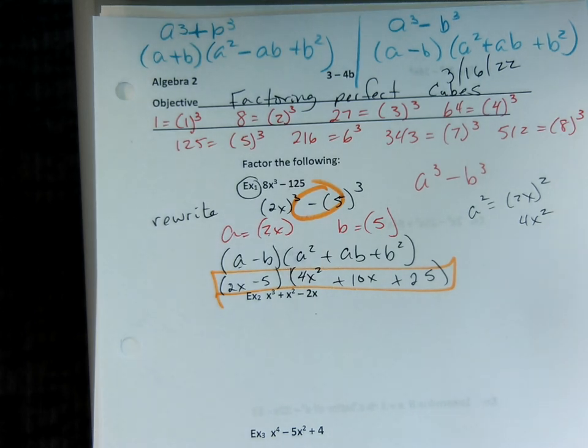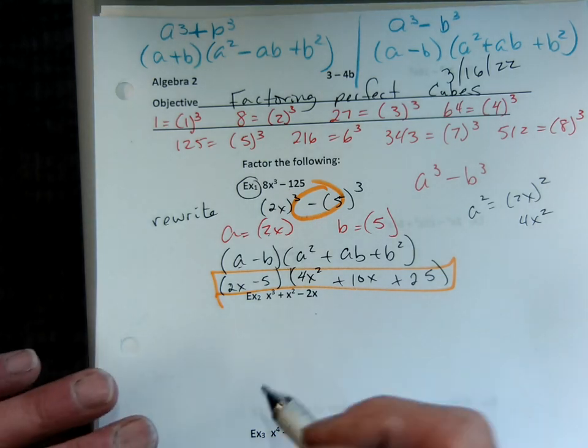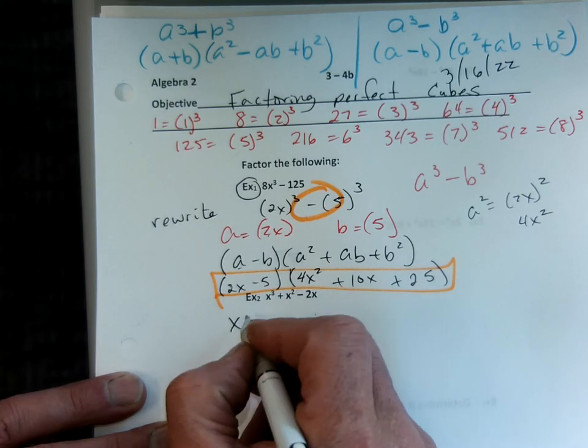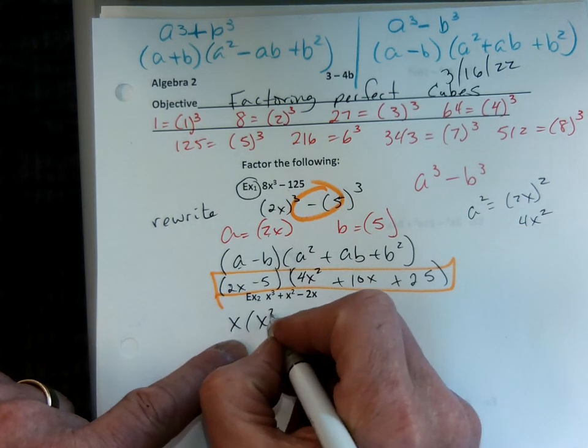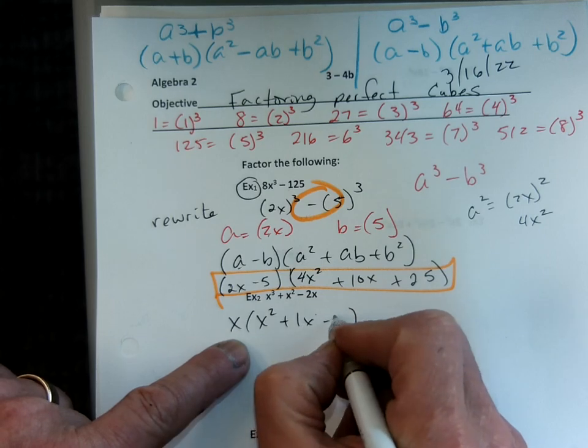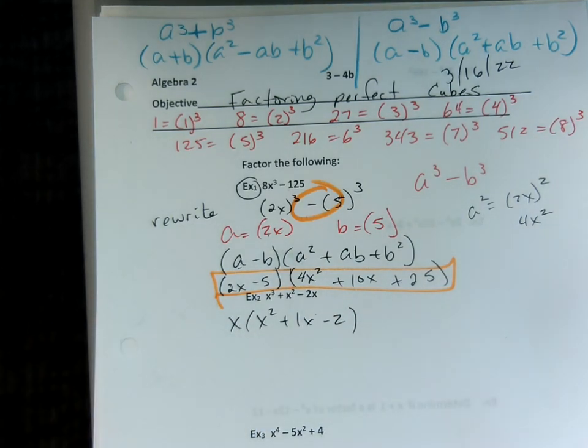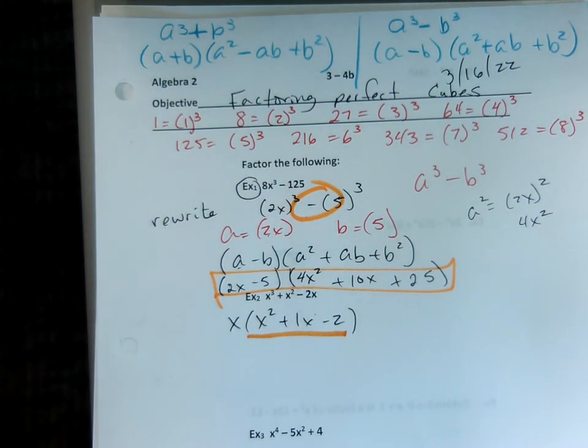Okay. All right, now number 2 is different. It's not one of those. It's what we did yesterday. What do you recognize about it? What do you see? They have a common x. If you can common factor, always do it because it makes it smaller. I'll say it again. If you can common factor, always do it because it makes it smaller. So then I'd have x times x squared plus an invisible 1x minus 2. Now, my trinomial can be factored again.